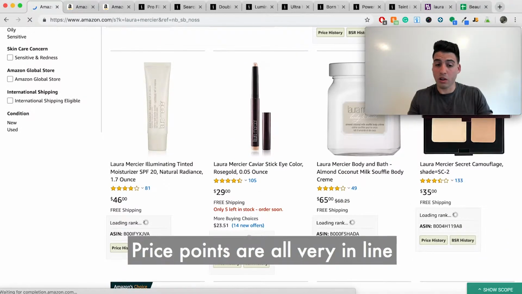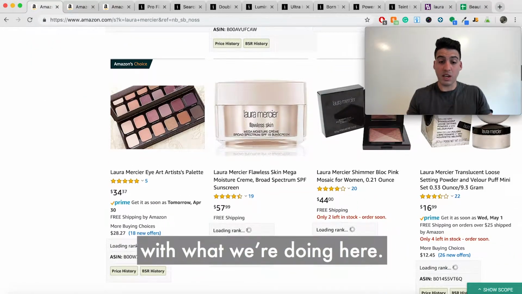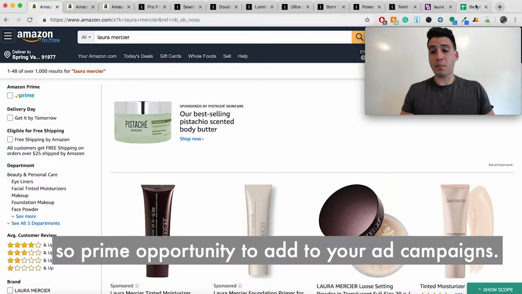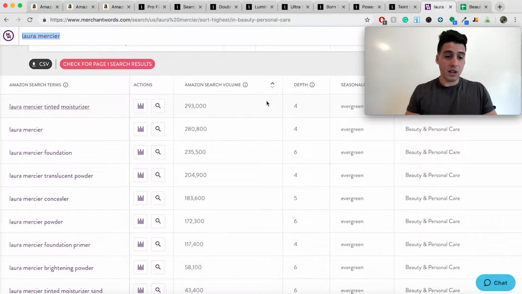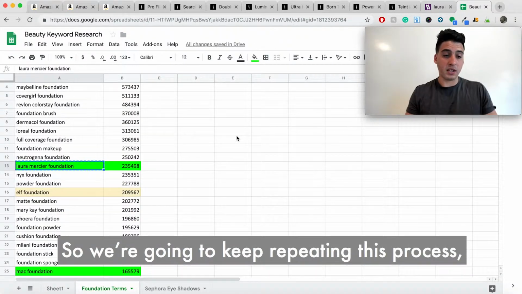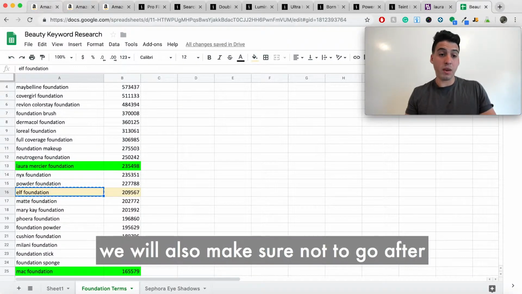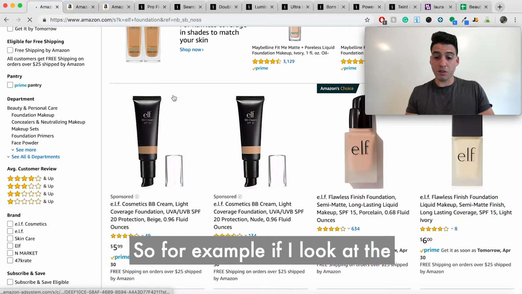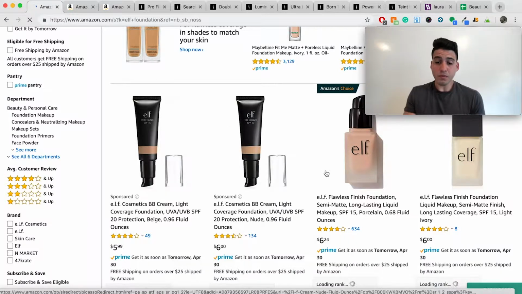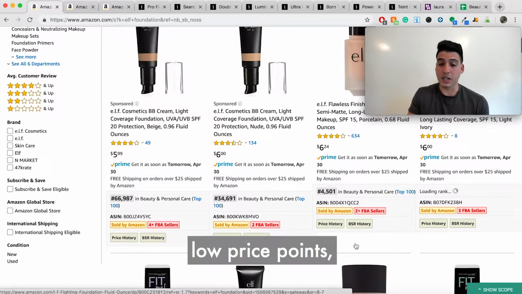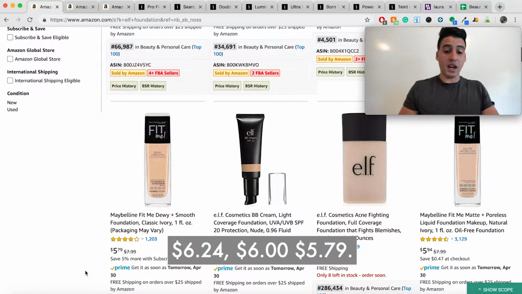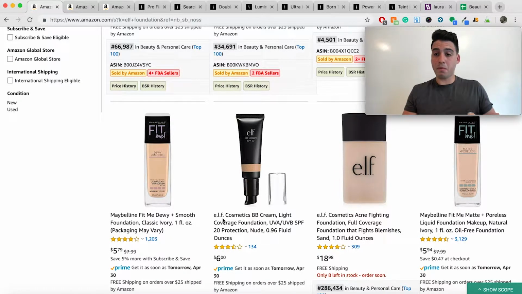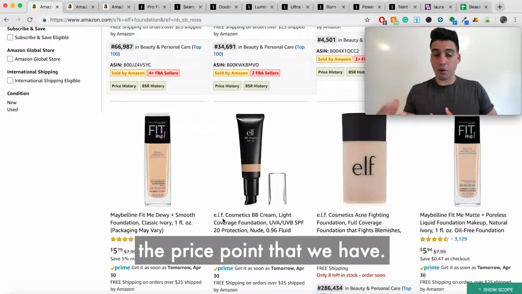Price points are all very in line with what we are doing here. In some cases, we're actually a little bit less expensive. So prime opportunity to add to your ad campaigns. And so we're going to keep repeating this process. We will also make sure not to go after certain price points that don't make sense. So for example, if I look at the e.l.f. foundation term, I notice we're back to those low price points, $6.24, $6, $5.79. And so our goal is to choose brands with similar products or similar price points to what we have.